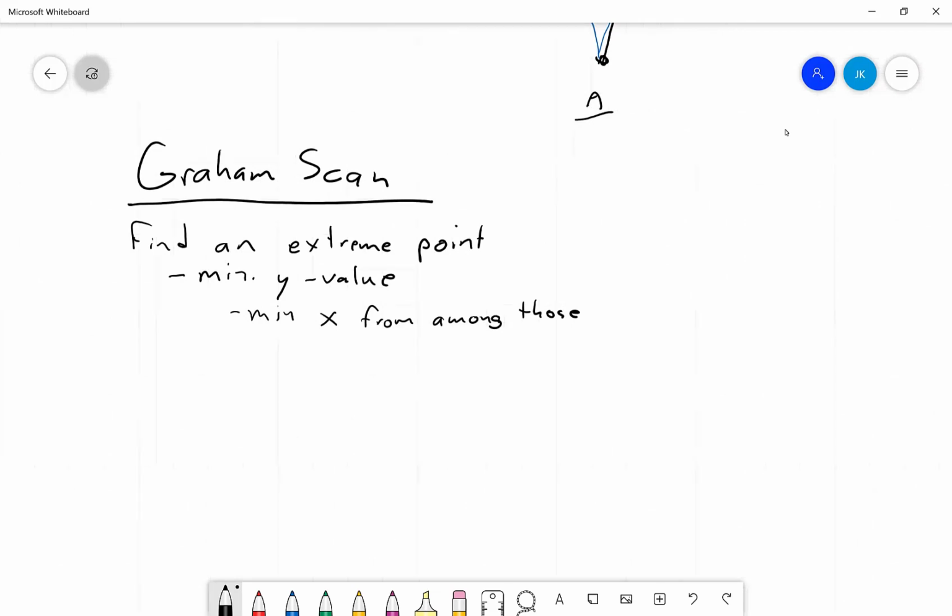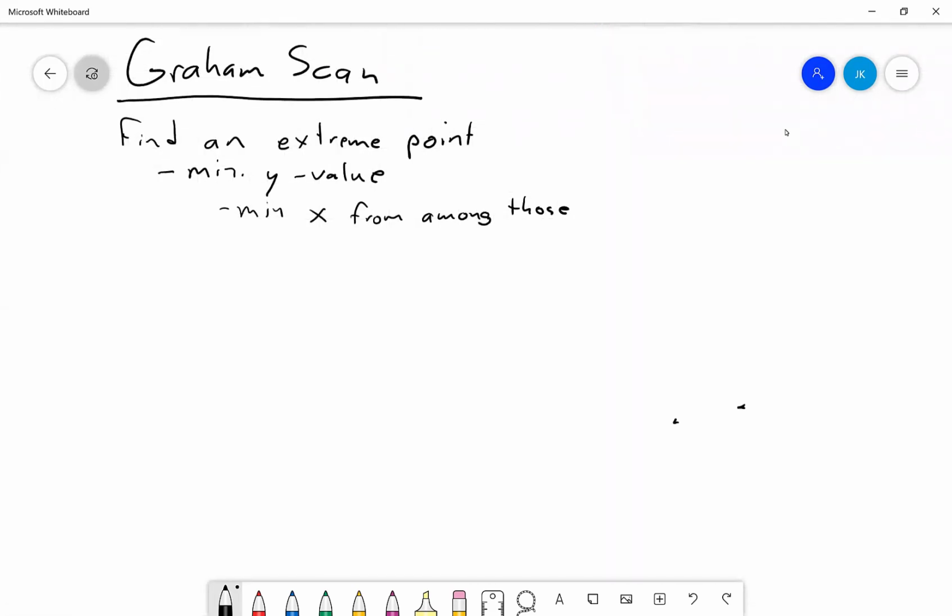So if I'm given a bunch of points in space, I want to find the minimum y value, and it looks like this one here is probably the minimum. So that would be the point that I have. That's going to be the one that I start from. If I have more than one point along the same value, then I would pick the smallest x value among those points.